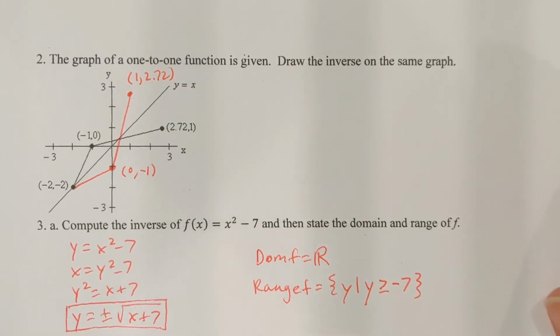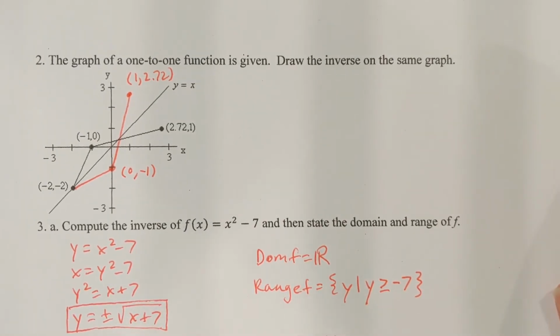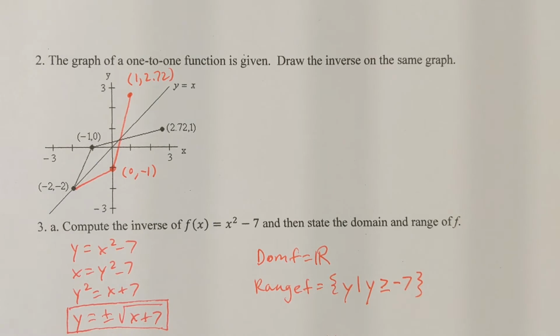I've also got the line y equal x drawn. Whenever we have a graph of a function and its inverse on the same picture, those two curves are always going to be symmetric to the line y equal x. I've got that there just so we can see that these two graphs are symmetric about the line y equal x. That will always happen with a function and its inverse.